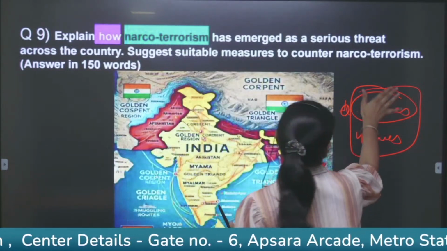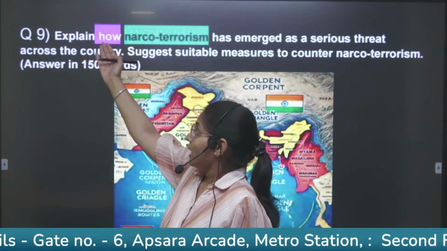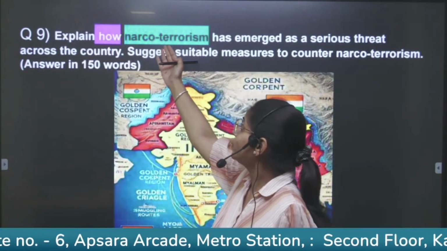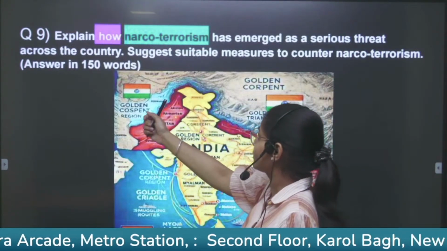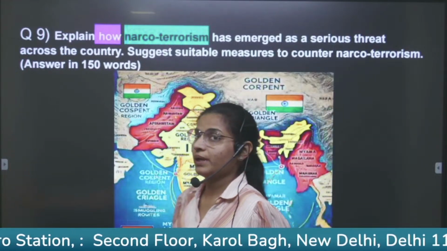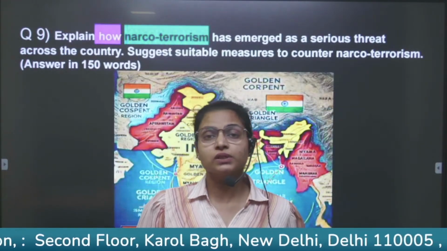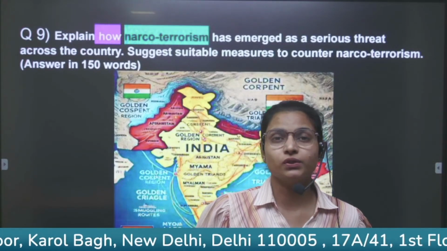Now, starting with the 9th question, that is the first question of internal security. Explain how narco-terrorism has emerged as a serious threat across the country. Suggest suitable measures to counter narco-terrorism. As I have already told you, I will tell you the syllabus with which you can relate it, and I will show you the previous year question.